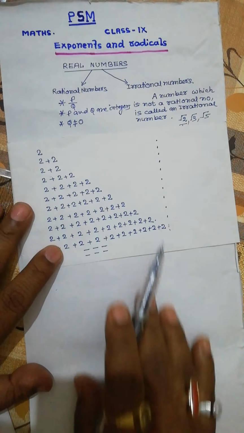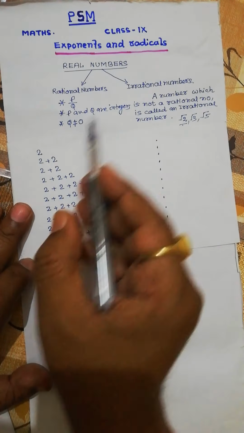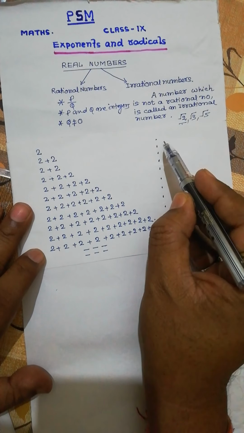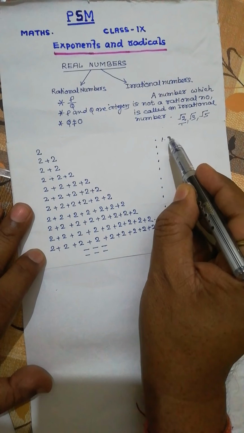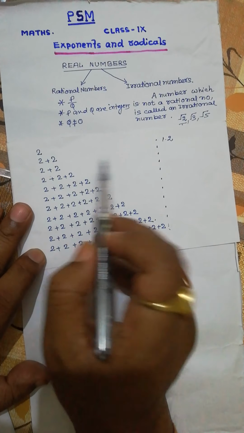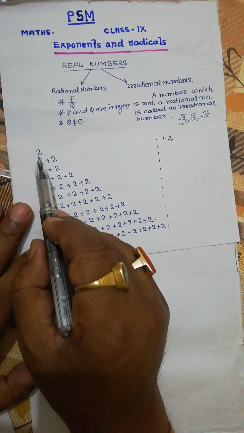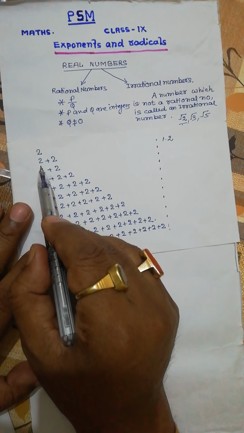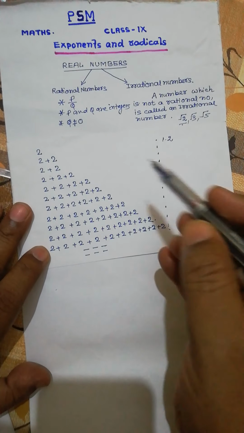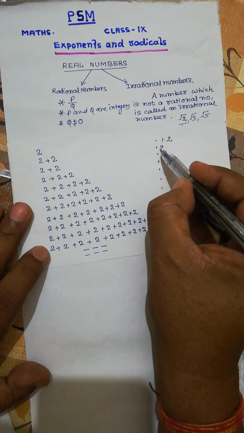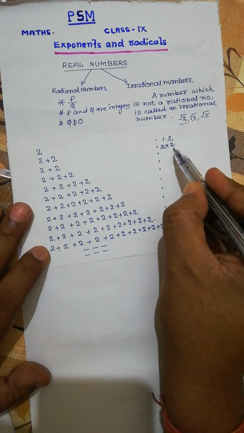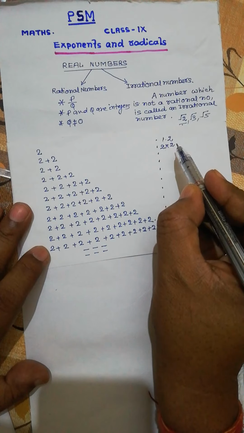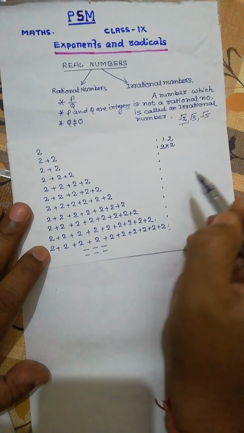To learn exponent, you see this figure. Here 2 is written once. So this can be written as 1 into 2. Because 2 is written only one time, that's why this 2 can also be expressed as 1 into 2. 2 plus 2, this 2 is added twice. So this will be 2 into 2, because 2 is added twice.